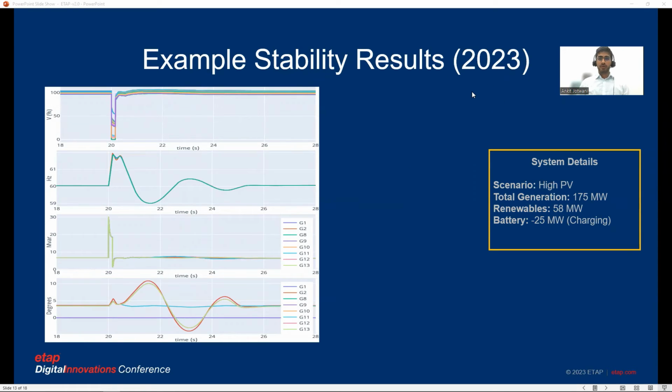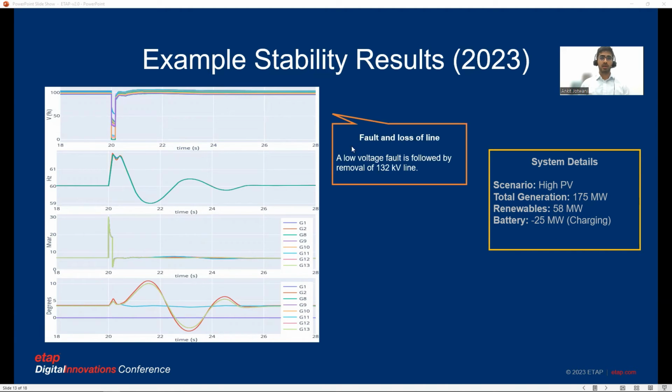The next case is from the year 2023. This is the high photovoltaic case, with about 30% renewable generation, and the battery is charging in this case. The event simulated here is a fault in a transmission line and subsequent removal of the line. We see that during the fault, the synchronous generators kick in and push more reactive power into the system, which is expected from these units. The system frequency sees some oscillations, but nothing beyond the protection thresholds. In general, there was also no angular instability seen for these cases.